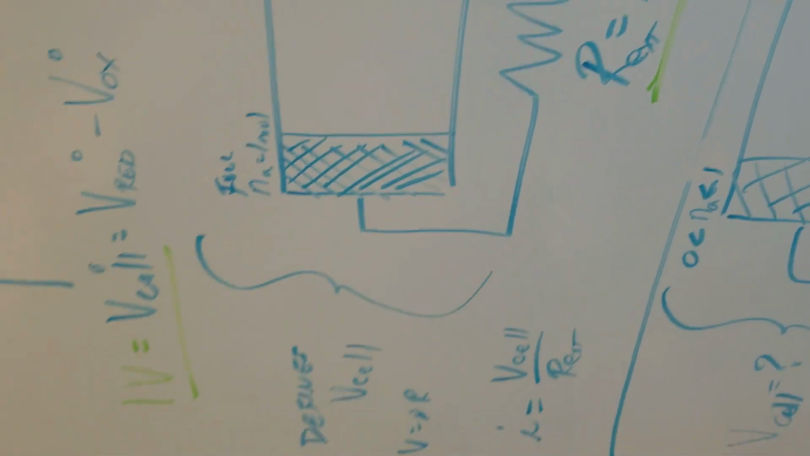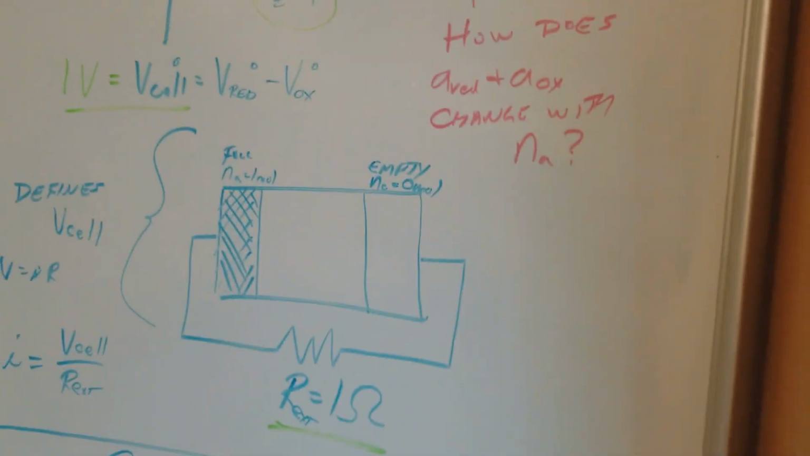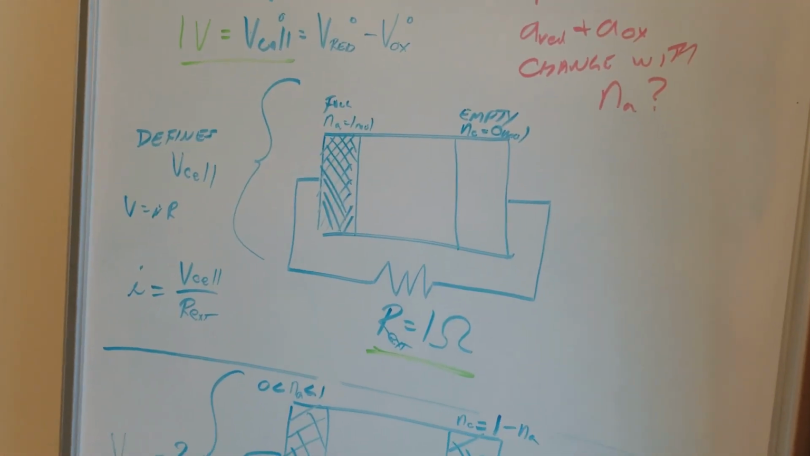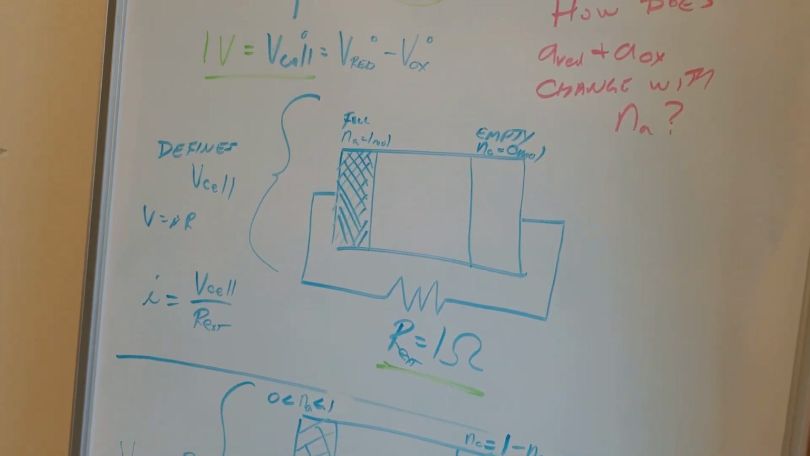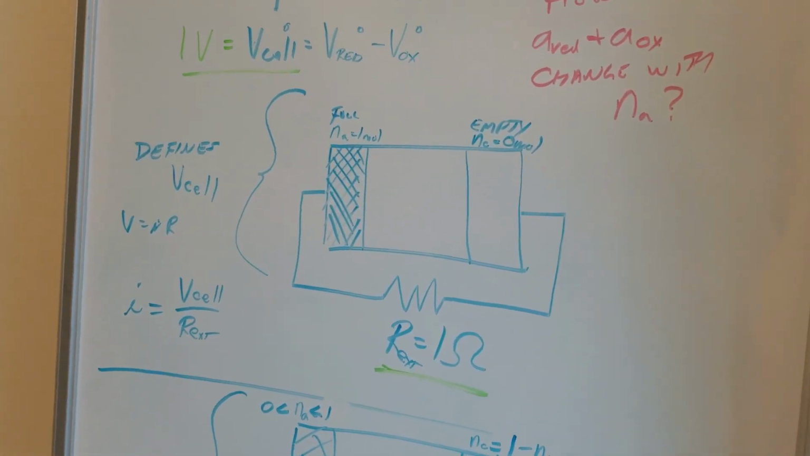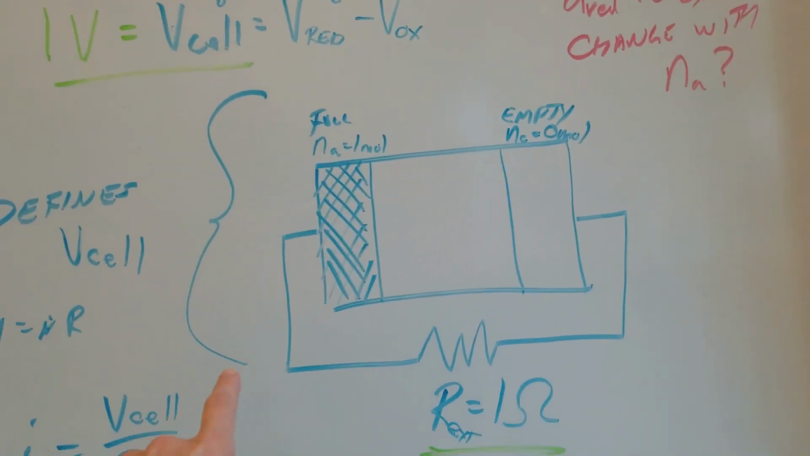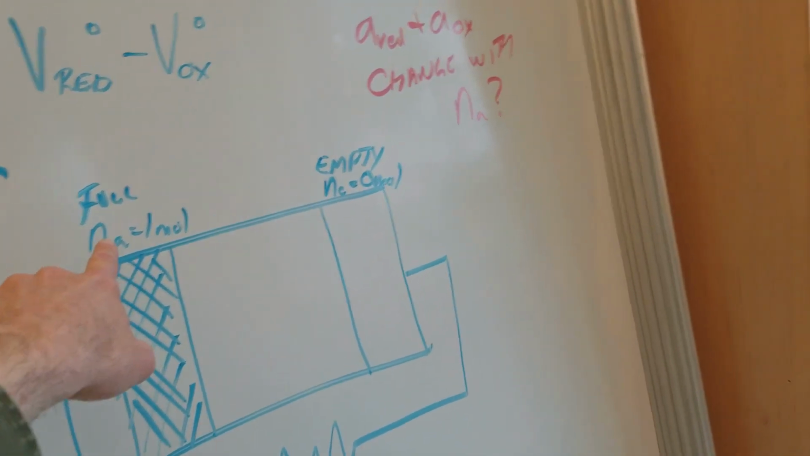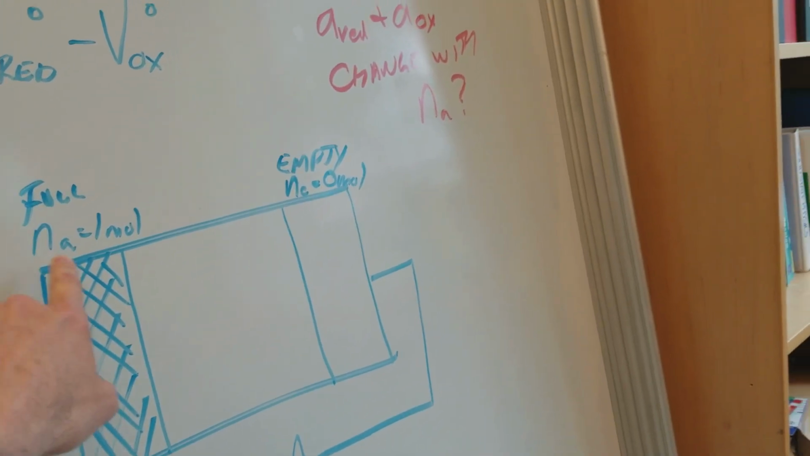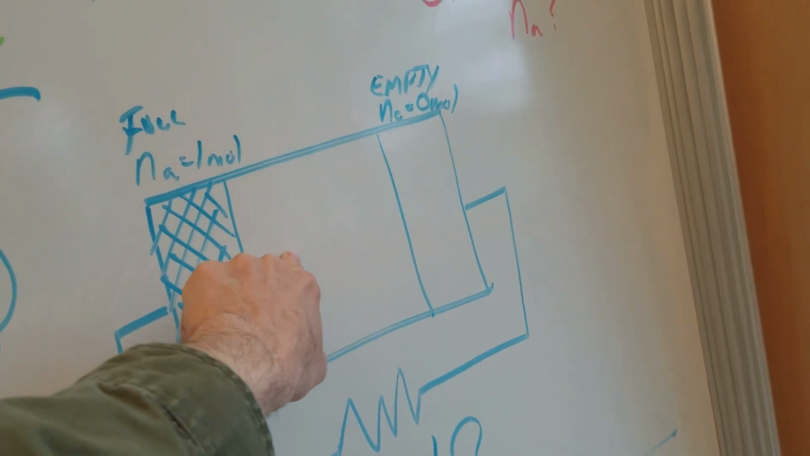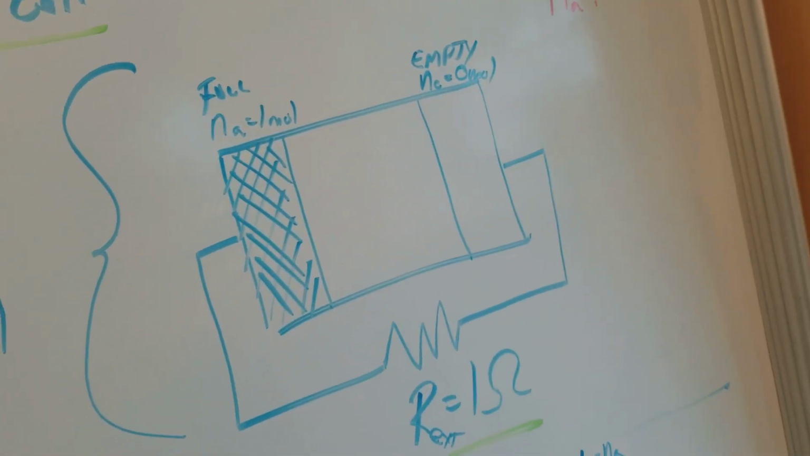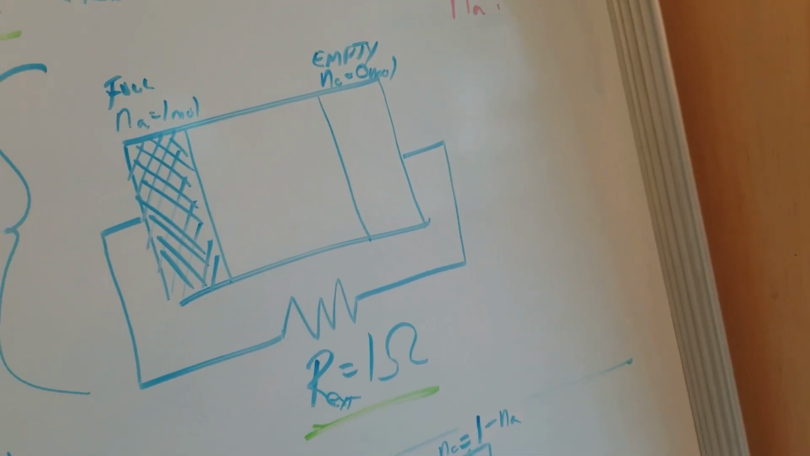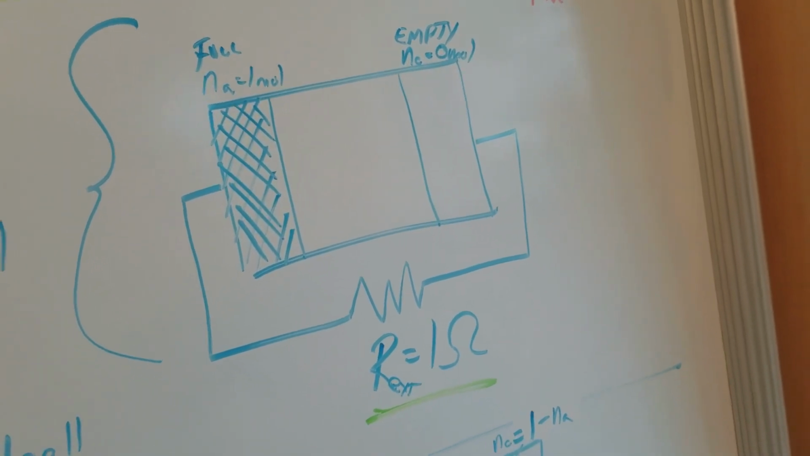Okay, so we're going to start with a simple system in which we imagine a cell. The anode's full and has 1 mole of electrons. The cathode is empty. It has some empty electrolyte.